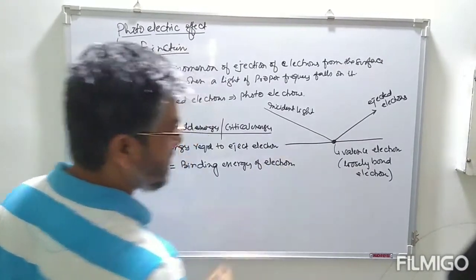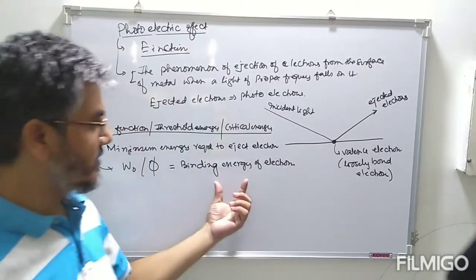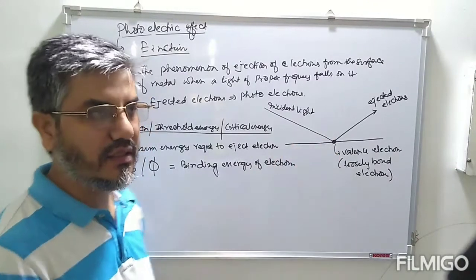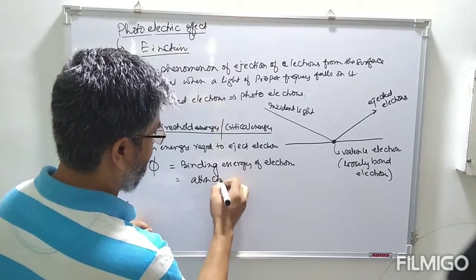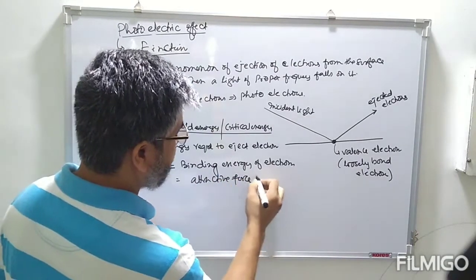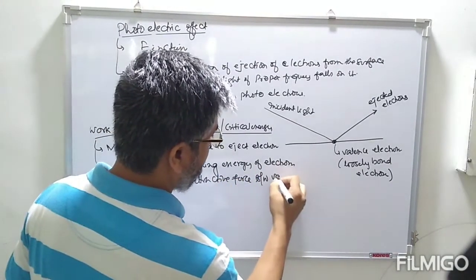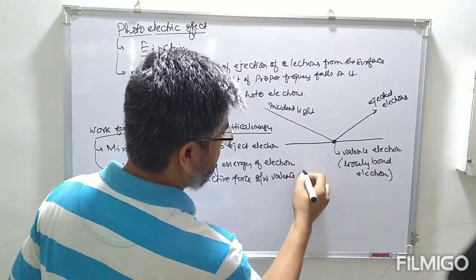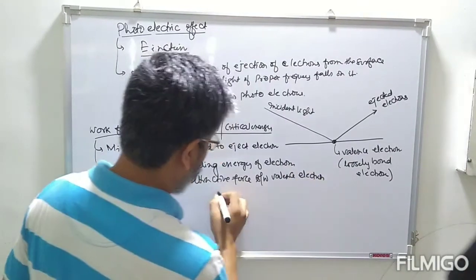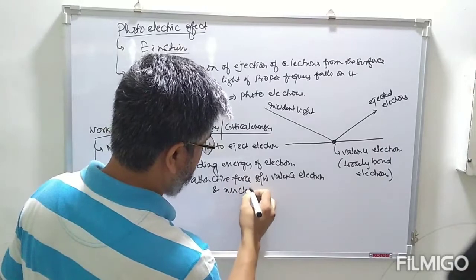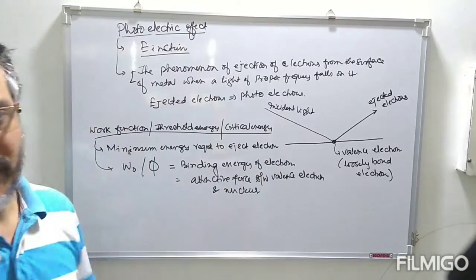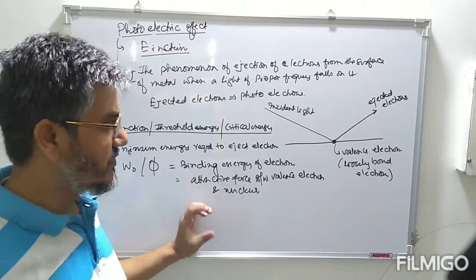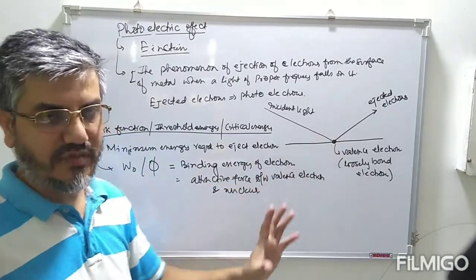So binding energy of electron is nothing but the force of attraction between electron and the nucleus. It is the attractive force between the valence electron and nucleus. So this is the minimum energy required. So you have to supply some energy which must be greater than this minimum energy.